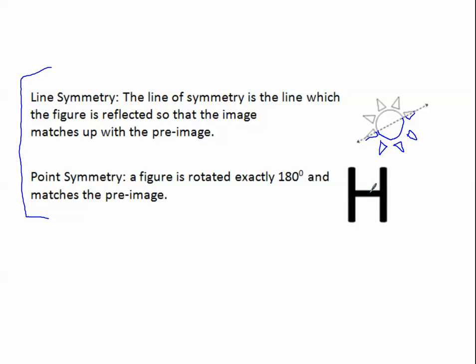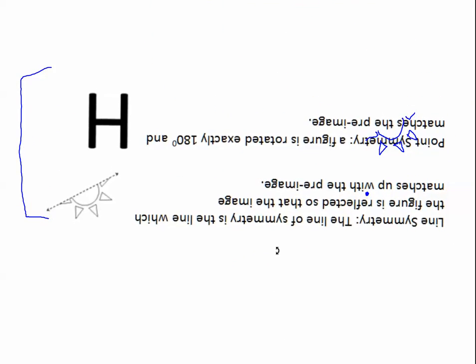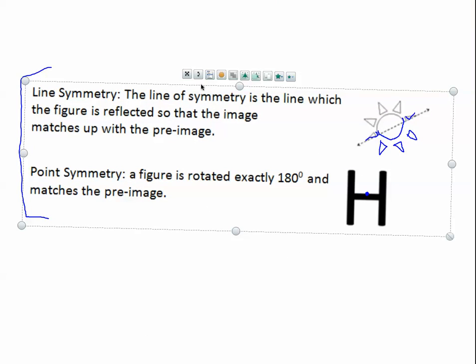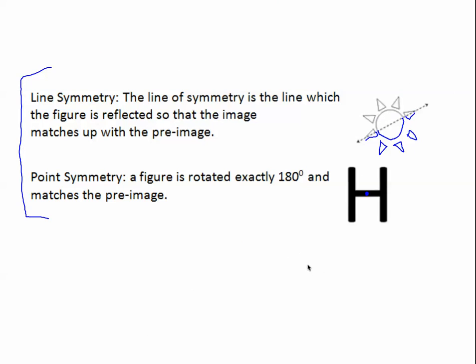But H also has point symmetry. And for point symmetry, you draw a point right in the middle of the shape. And again, if you can redraw stuff, great, because you're going to want to rotate the whole thing. Realize that this H looks exactly the same upside down and right side up. If you can rotate it, either 180 degrees or 90 degrees or any number of degrees, this shape you could rotate a lot and it would end up looking the exact same. But anytime you rotate something less than 360 degrees and it looks exactly the same as when you started, it has point symmetry.